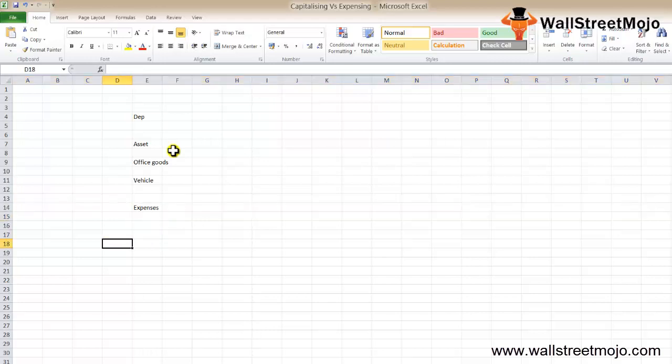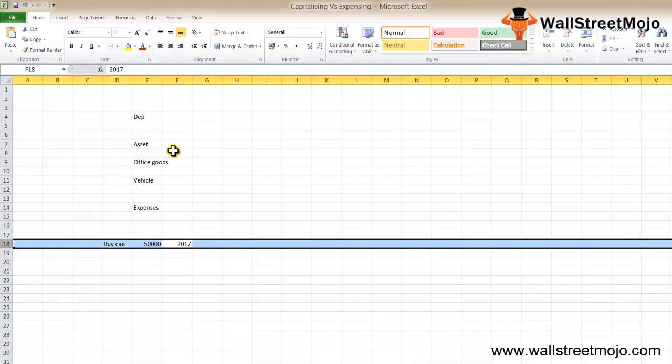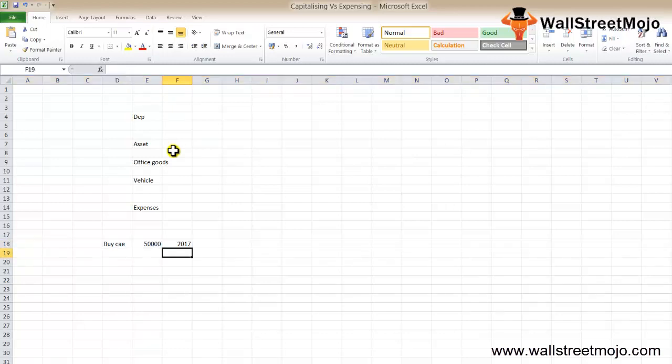Let's take one example of capitalization. Let's say a company buys a car, okay, and that car is worth, let's say, $50,000, and that happened, let's say, in 2017. Now since the company has paid for the expense, should we take the expense of 50,000 over here, as you can see in the income statement of 2017, or should we record this expense somewhere else? You got it.